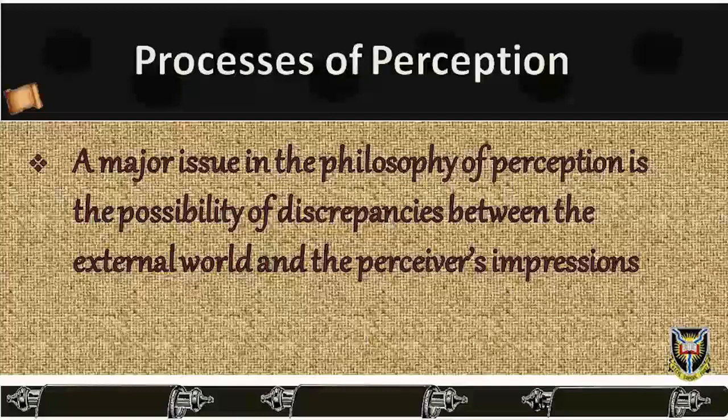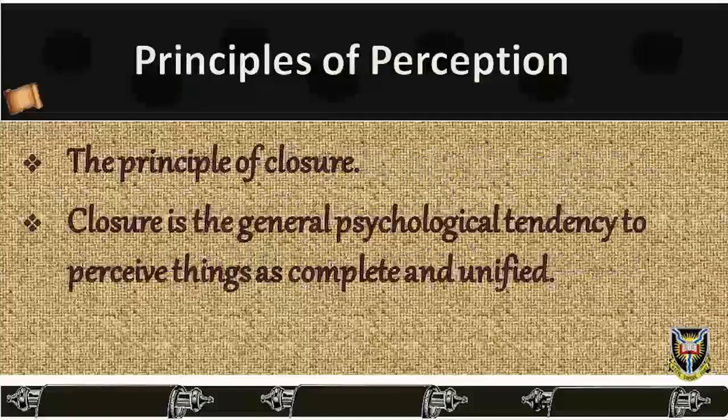Having examined the definition of perception and the processes of perception, we should note that perception does not operate in isolation. There are factors affecting perception, and principles of perception. There are a number of general principles that help us understand the processes of perception. One such principle is the principle of closure. Closure is the general psychological tendency to perceive things as complete and unified.